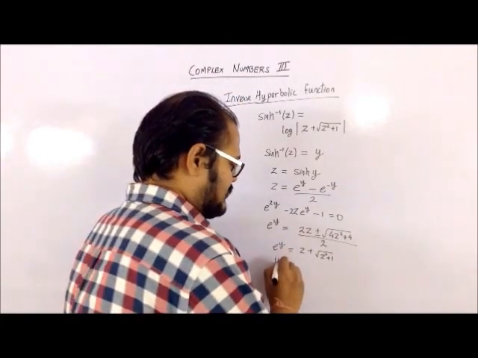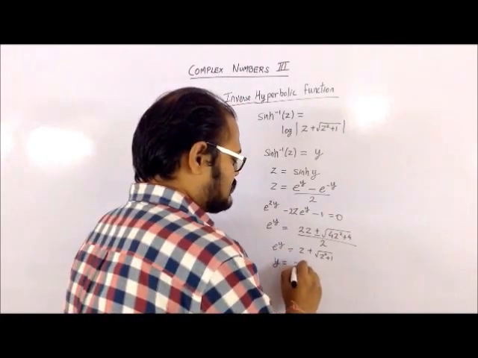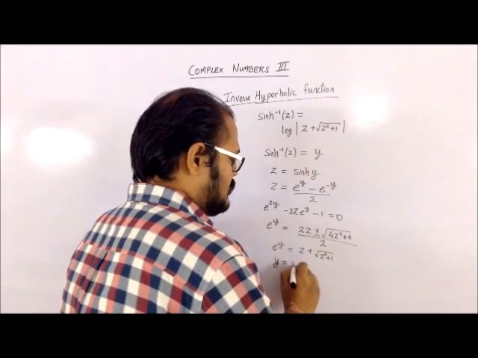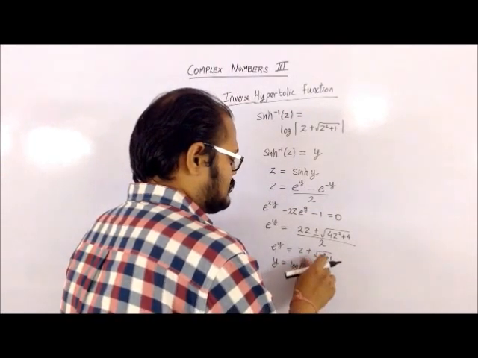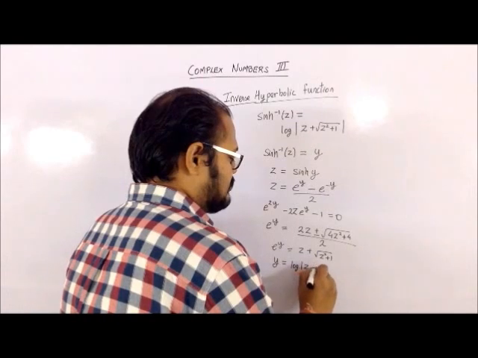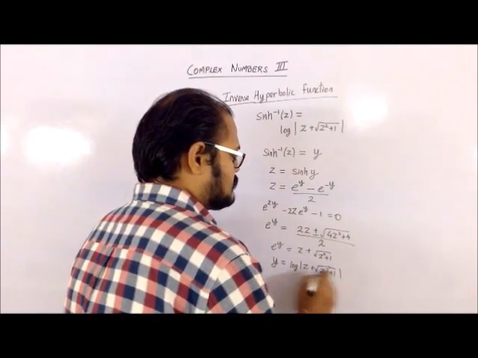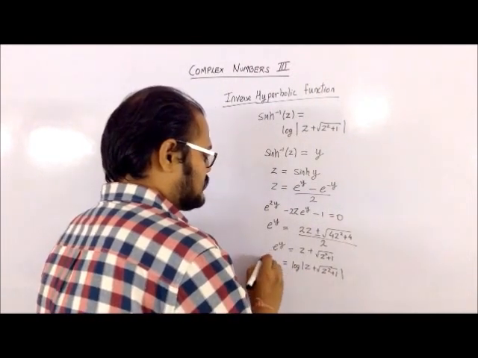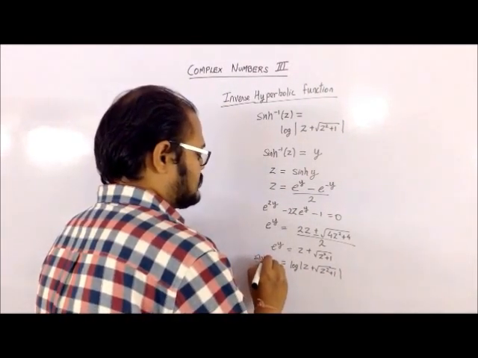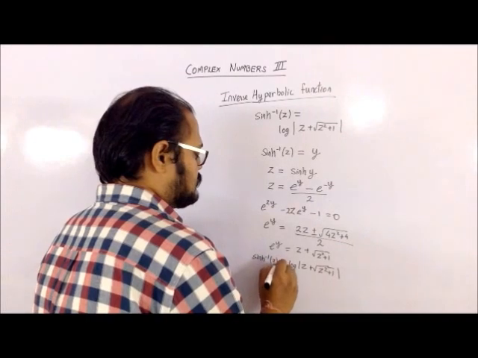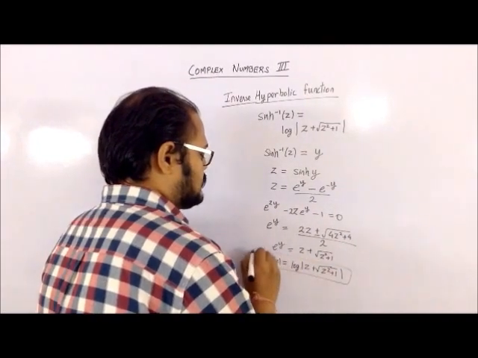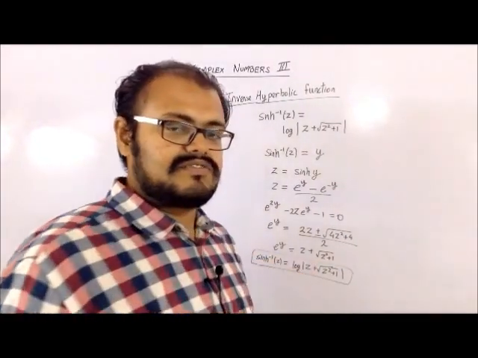So in the next step, I will have y equals log of z plus root of z square plus 1. But y is what? It is sinh inverse of z. So this is how you can derive the other set of formulas also.